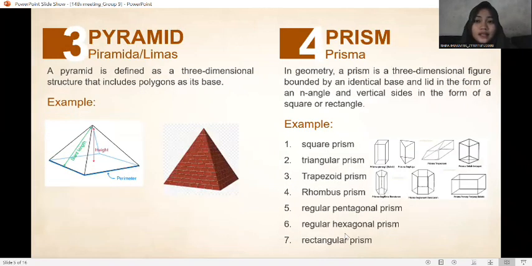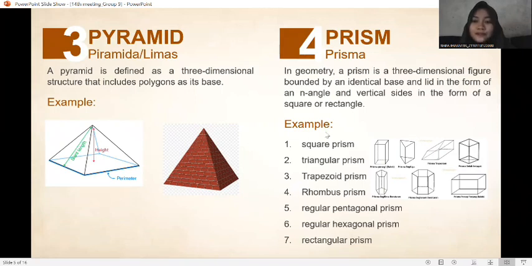Next is pyramid. Pyramid in Indonesian is piramida or limas. A pyramid is defined as a three-dimensional structure that includes a polygon as its base. The example is here and here. Here is a pyramid and a pyramid. The side here is the perimeter. From here to here is height. And from here to here is slant length.